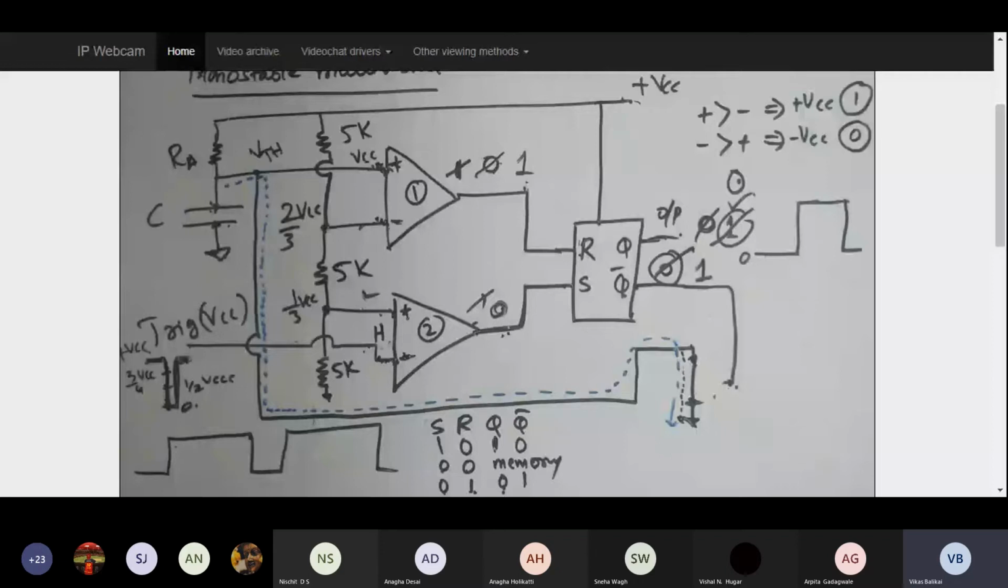So this is about your monostable multivibrator, how we are going to generate the square pulses, or pulses of our choice, based on the values of R and C. So basically I'll just try to rub this portion.